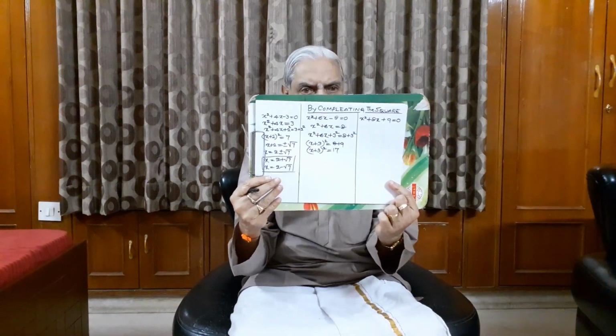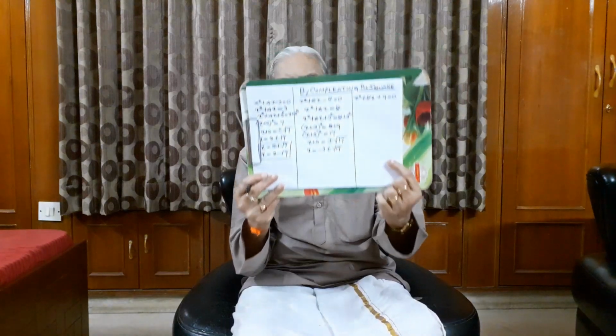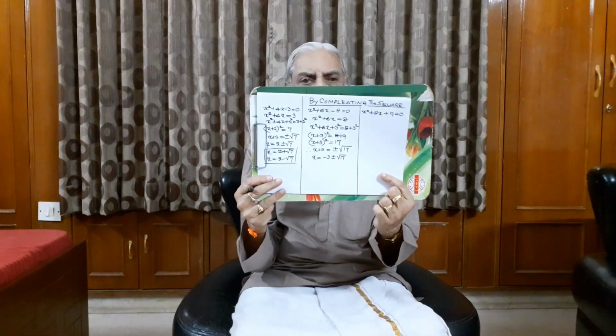x plus 3 the whole square is 17. Therefore, what is the value of x plus 3? x plus 3 is equal to plus or minus square root of 17. See that? Plus or minus square root of 17. Now I transfer plus 3 to the right hand side. That means x is equal to minus 3 first, then plus or minus root 17. x is equal to minus 3 plus or minus root 17. Then what are the two roots there? Minus 3 plus root 17 or minus 3 minus root 17.